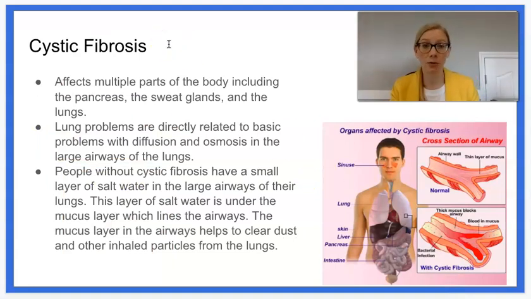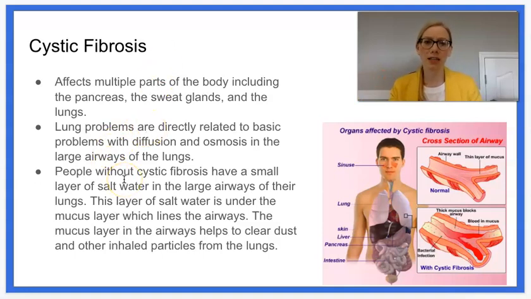One example of this is something called cystic fibrosis. Cystic fibrosis affects multiple parts of the body, including the pancreas, your sweat glands, and lungs, right? Typically, it has to do with problems of diffusion and osmosis of things in and out of your cells, which is why lungs get particularly affected.